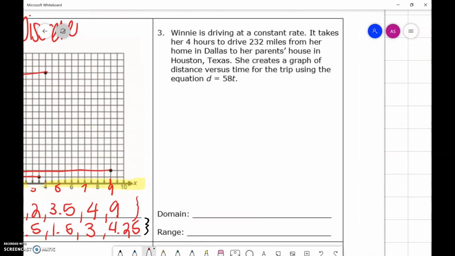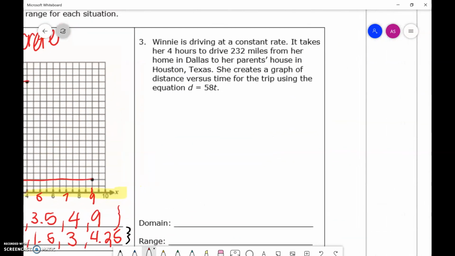All right, so this next one, it said Winnie is driving at a constant rate. It takes her 4 hours to drive 232 miles from her home in Dallas to her parents' house in Houston, Texas. She creates a graph of distance versus time for the trip using the equation D = 58t. So the first thing I want to do is figure out what my variables stand for. We're talking about this girl. She's taking a trip to her parents' house. She's going to be driving to Houston.